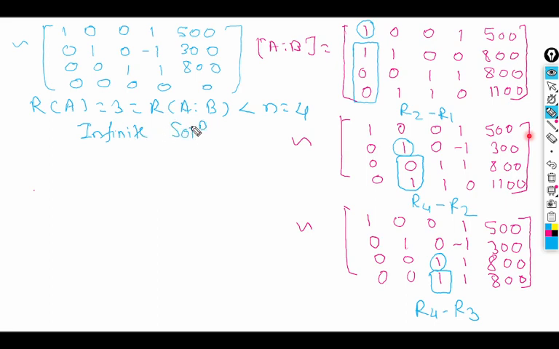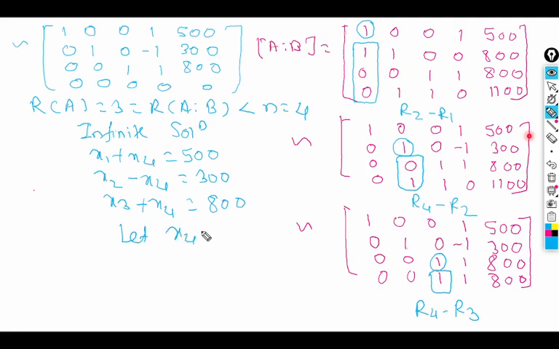And how to get this infinite solution? We will write these equations back again. First equation is x1 plus x4 is 500. Second equation is x2 minus x4 is 300. Third equation is x3 plus x4 is 800. Only 3 equations and 4 unknowns, so we always start with the last variable as the parameter. Let x4 be t.